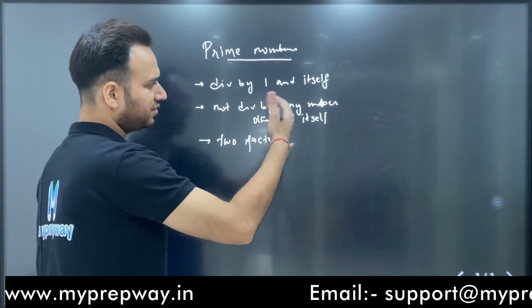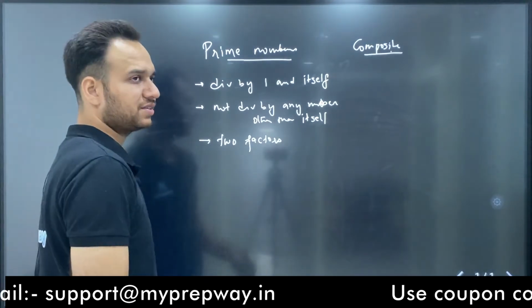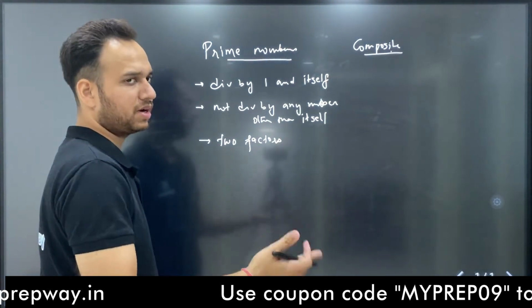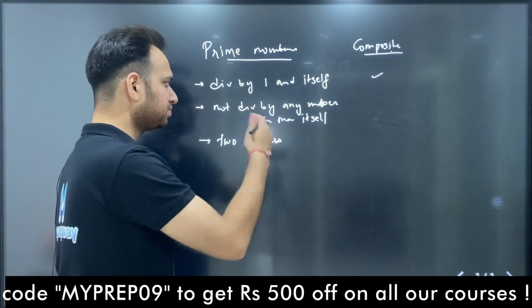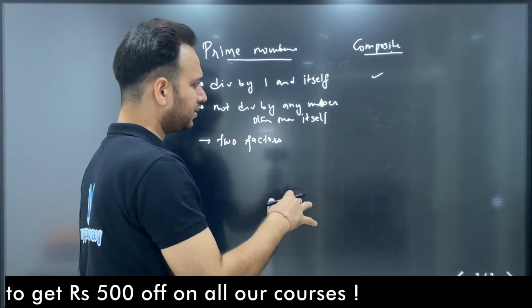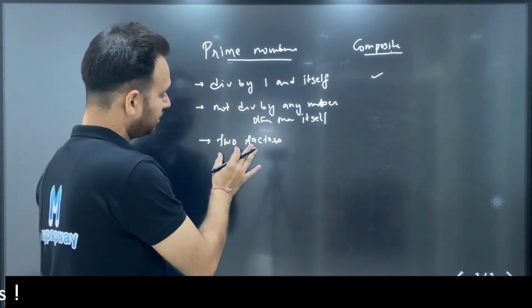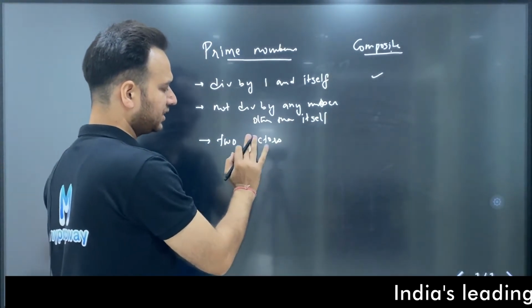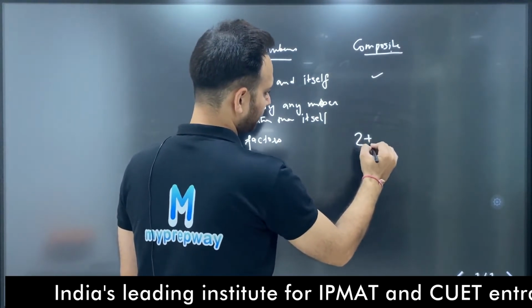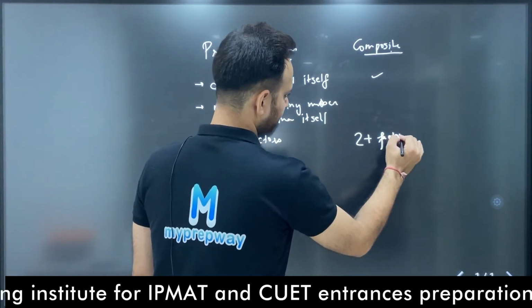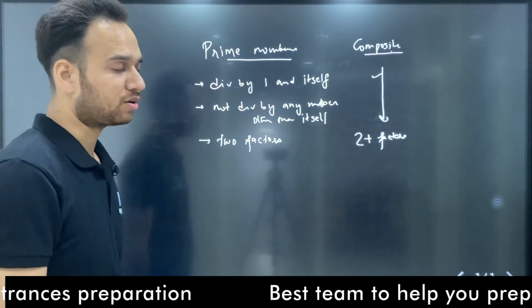Similarly, if I talk about composite numbers, according to the first definition, the number which is not divisible by 1 and itself would be composite. The number which is not divisible by any other number, this is actually wrong, so I don't need to elaborate it. The perfect definition is that numbers which have exactly two factors are prime, and the numbers which have more than two factors, 2 plus factors, are composite numbers. So this is the perfect definition of prime and composite.